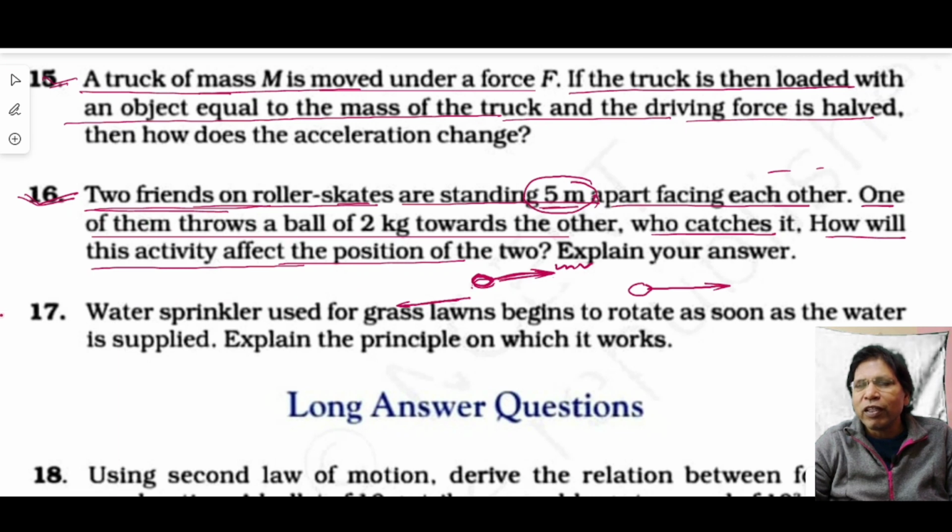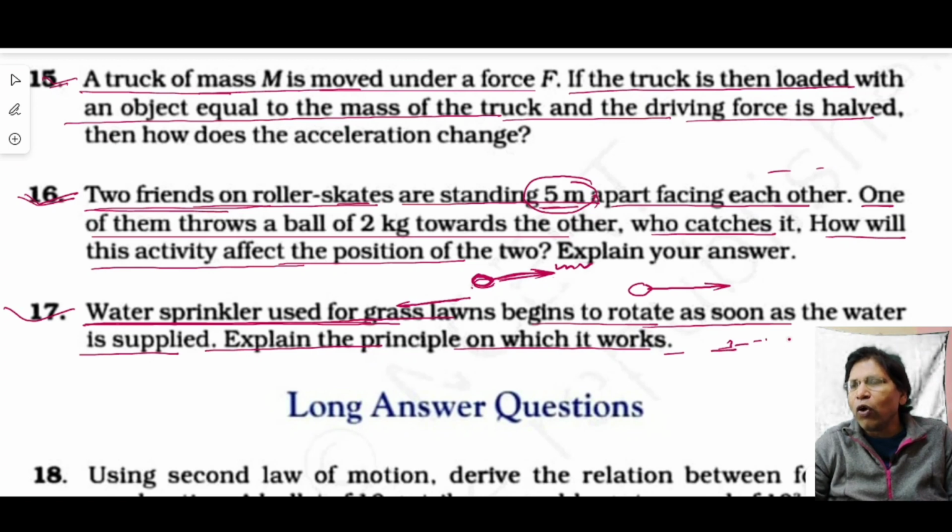Okay, now question number 17. Water sprinkler used for grass lawns begins to rotate as soon as the water is supplied. Explain the principle on which it works. It works on the principle of conservation of momentum. When water comes out from the sprinkler, the water gains some momentum. From conservation of linear momentum, the sprinkler also gets momentum. That is why it rotates on the ground.